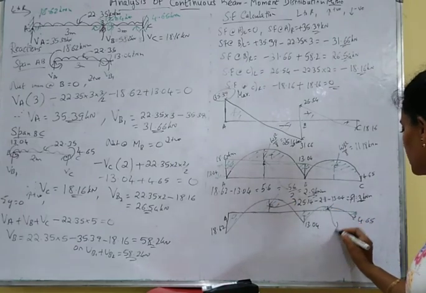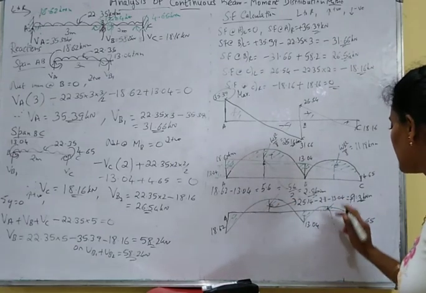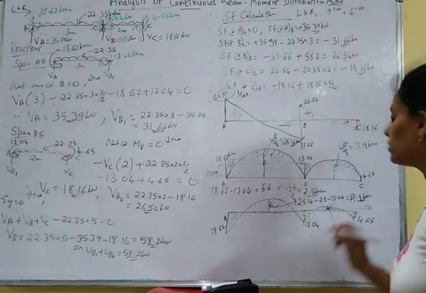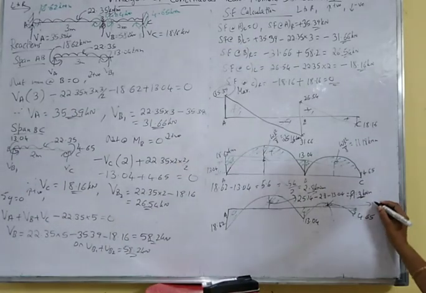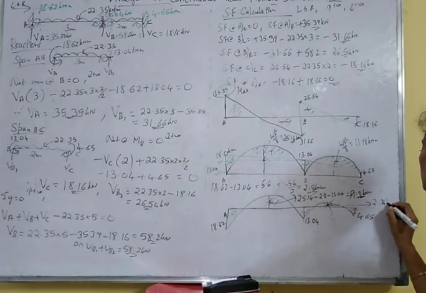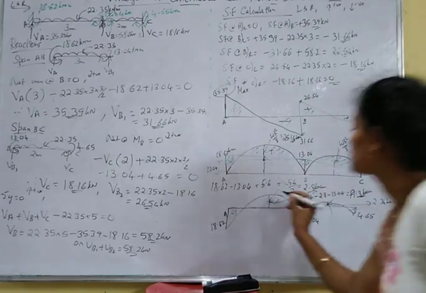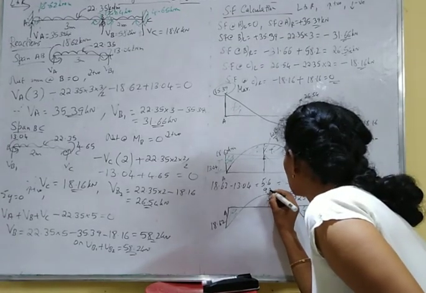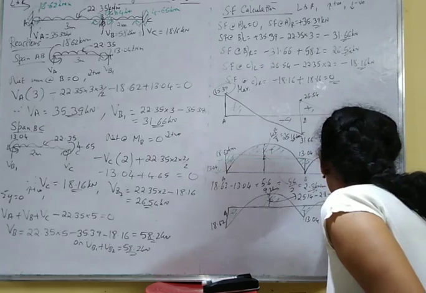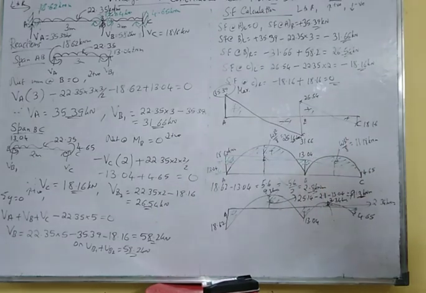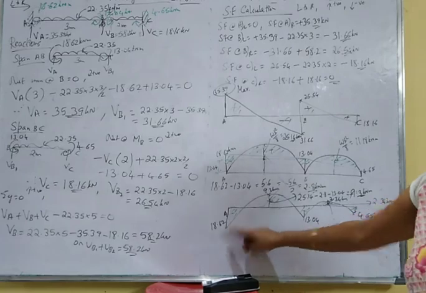Similarly, you can find out here, you will get it the same way. You will have the value 2.34 kilonewton meter. So at this point it is 9.3. At this point 2.34. Okay, this is the bending moment diagram.